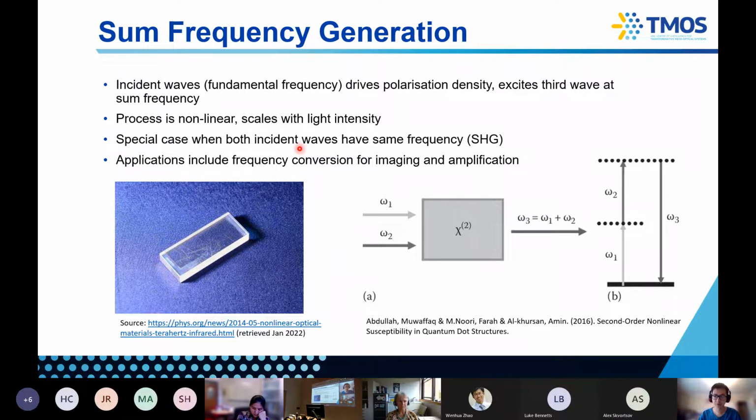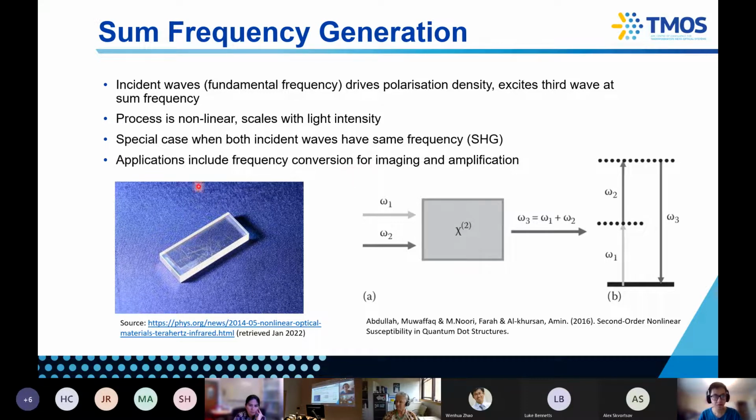The process is nonlinear, so the efficiency scales with the light intensity. The special case is when both incident waves have the same frequency. This is the second harmonic generation. And many applications include frequency conversion for imaging and amplification. For example, laser pointers use SHG to generate their green light.